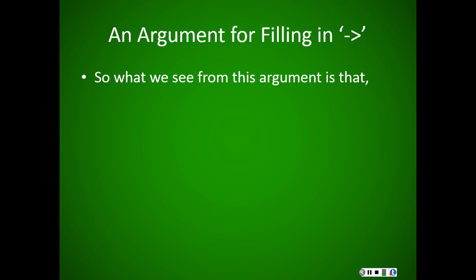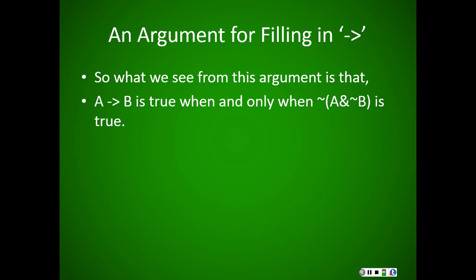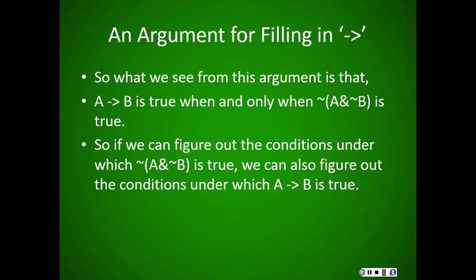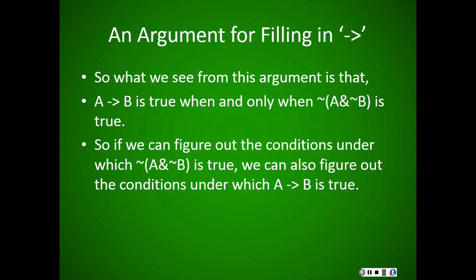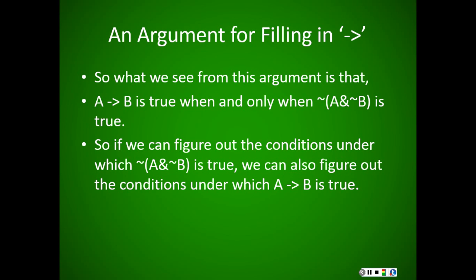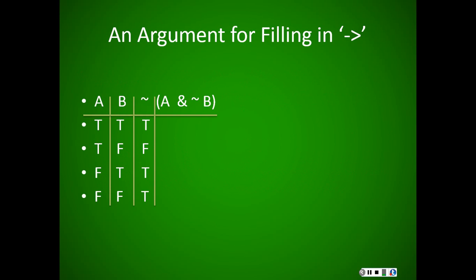Okay, so given that argument, what we see is that if A then B is true, then it is not the case that A and not B is true, and vice versa. That is, if A then B is true when and only when it is not the case that A and not B is true. So if we can figure out the conditions under which it is not the case that A and not B is true, then we can also figure out the conditions under which if A then B is true. So this gives us a way to try to fill in our truth table for if A then B.